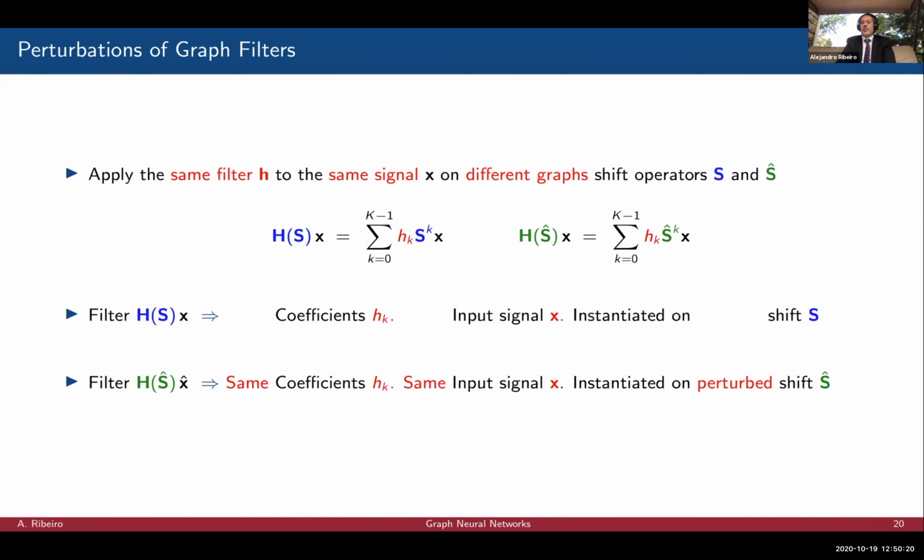Now, to study an additive perturbation of a graph filter, let me show you a slide that is similar to the one that I showed you when I described equivariance, okay? But it's a little different, however. In this slide, what I'm trying to highlight is that I am going to be running the same filter coefficients on the same input signal, but on perturbed shifts. What changes between the blue and the green is that in the blue, I am using shift operator S. In the green, I'm using shift operator S hat, but the filter coefficients and the input signals are the same.